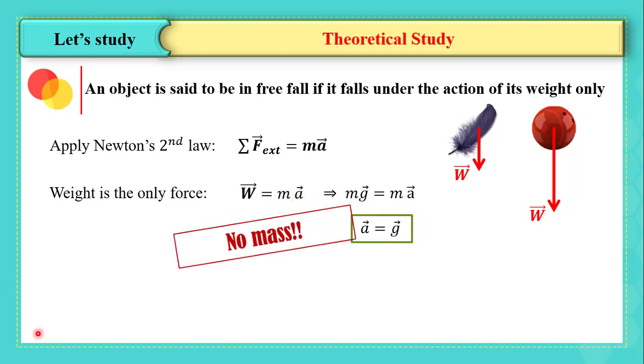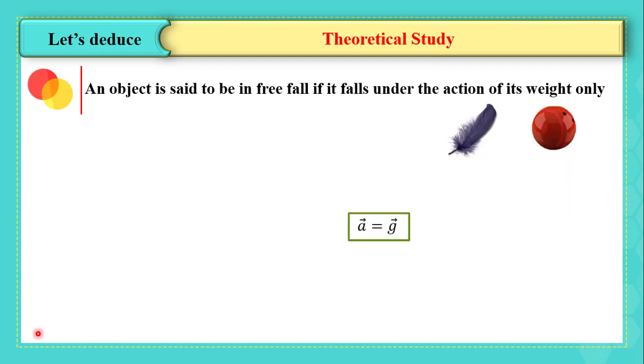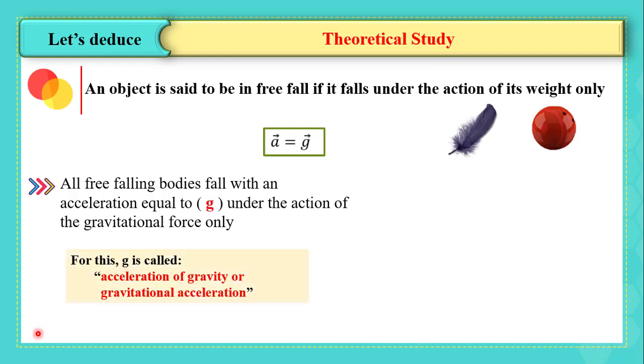But the expression obtained here is independent of the mass, which is in agreement with the experimental study. So, all the bodies in free fall fall with the same acceleration, where the motion of these bodies is independent of the mass or any other physical quantity related to shape or size. So all freely falling objects fall with the same acceleration, which is equal to g, under the action of the gravitational force only. For this, g is called the acceleration of gravity or the gravitational acceleration.